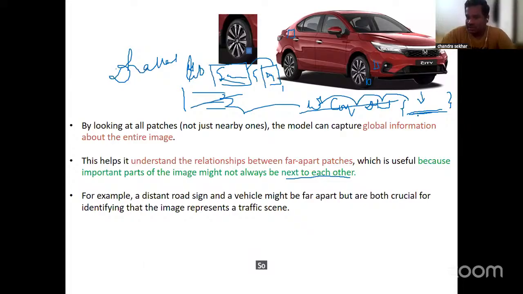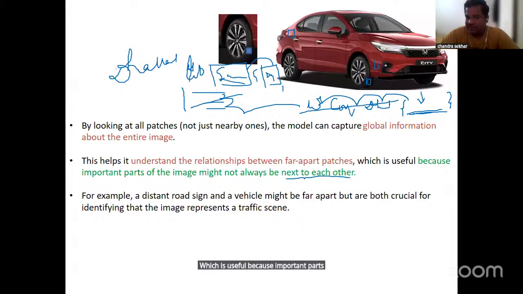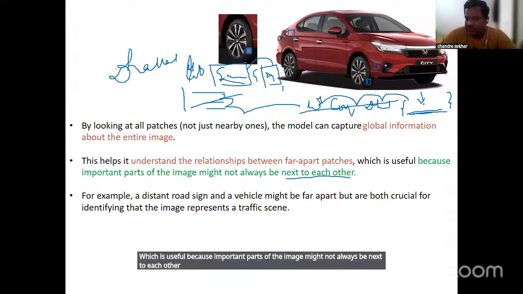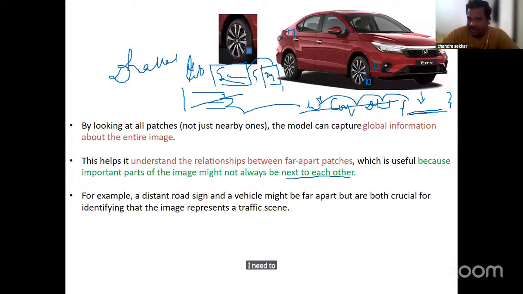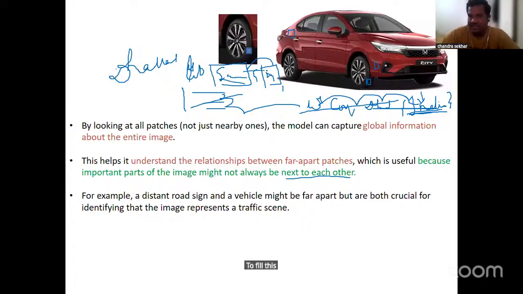So in the patching context, I'm checking the context. See here, to understand the relationship between far apart patches, which is useful because important parts of the image might not always be next to each other. If I want to fill this, I need to check all the patches, out of which these two patches are helpful. So Dhaval likes samosa and idli, so his cuisine is Indian. To fill this, I need to think about these two, not the nearest ones.